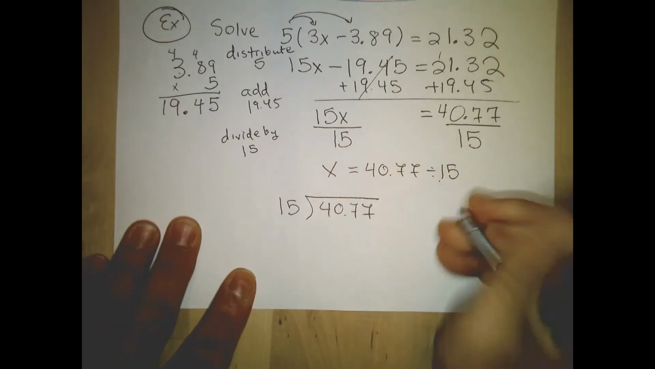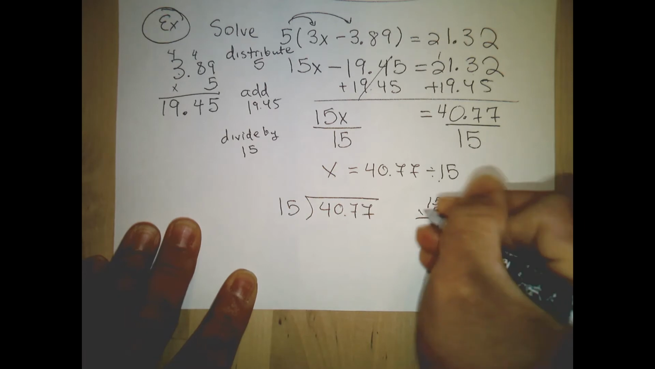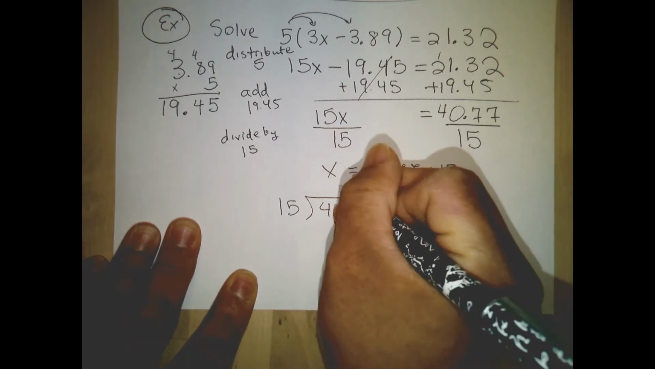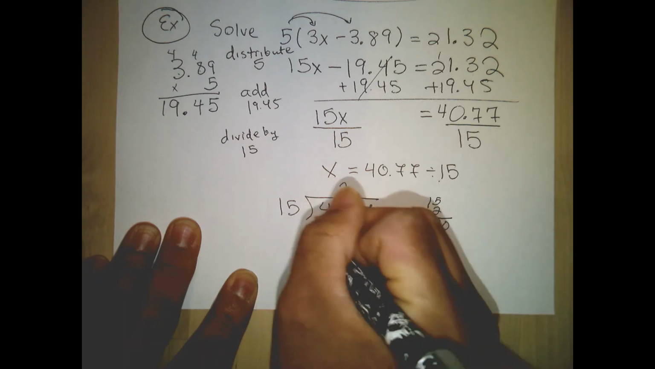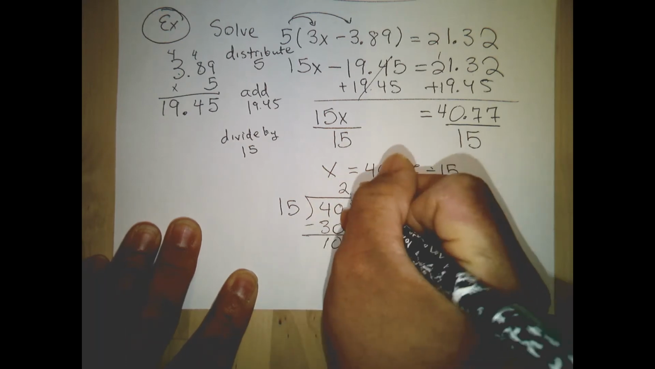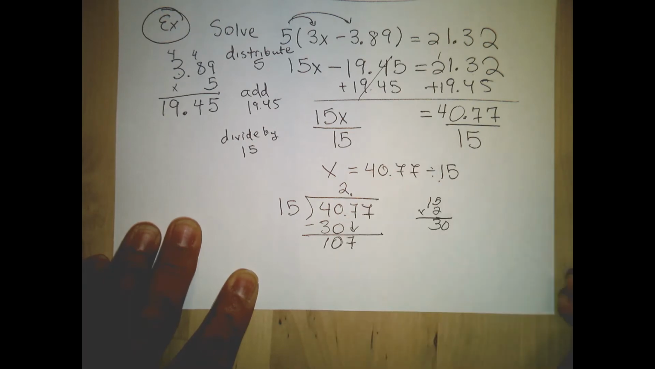Well, 15 goes into 40. That would be 2 times. So 15 times 2 is 30. 40 minus 30 is 10. Let's make sure we get the decimal point right and bring down the 7 here.